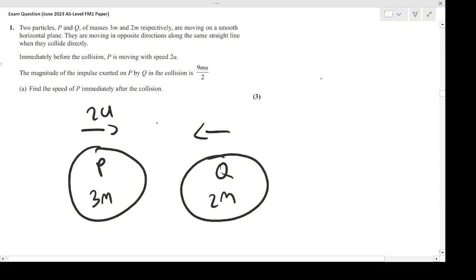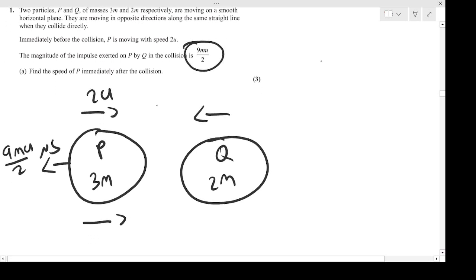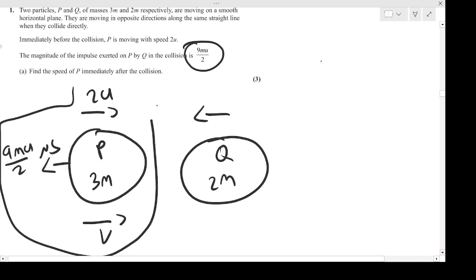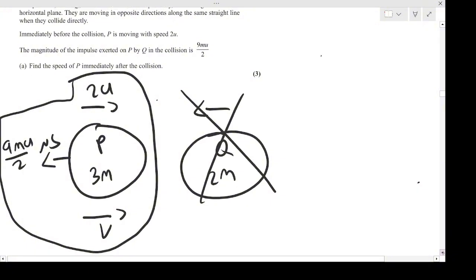Because it's all about P. Because I'm told that the impulse is 9mu/2. So P will get an impulse backwards of 9mu/2. And so it wants me to find the speed of P afterwards. So let's say P goes forwards afterwards. So I just need to work out v. To work out v, the speed of P afterwards, I can just use the impulse for P. So I don't actually care anything to do with Q, really.